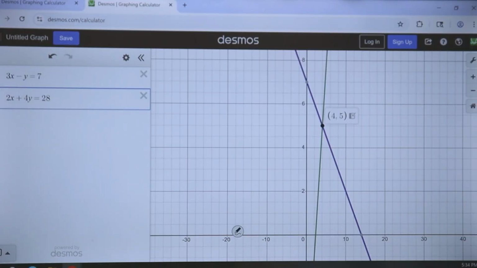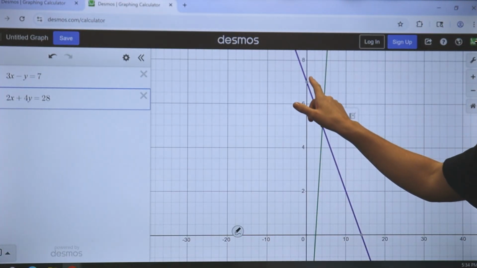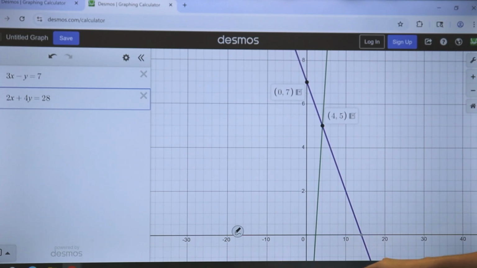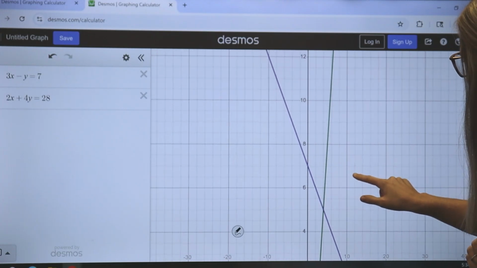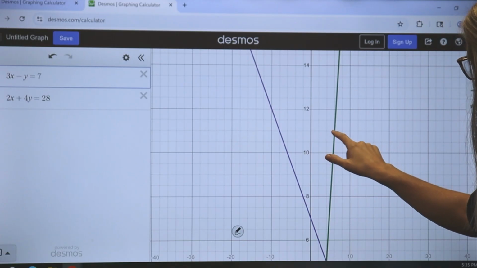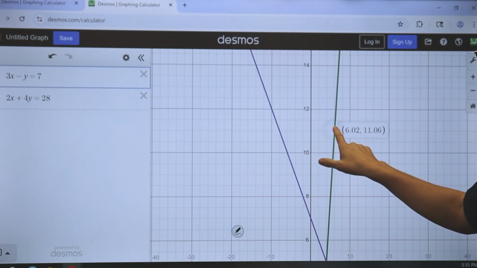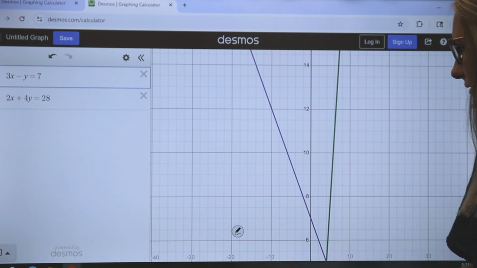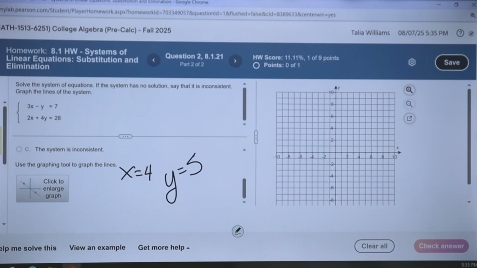Okay, if you wanted to use Desmos, you just need to find another point on each line. So like that purple one, I could use 0, 7. And then this green one, I'd just find an area where it crosses, like 6, 11. You can drag it on here and find a good point. But let's go back here, because it also has to show up on our graph, and 6, 11 is not going to.